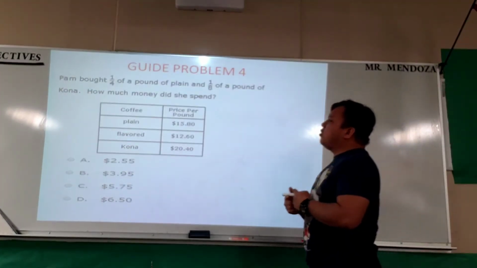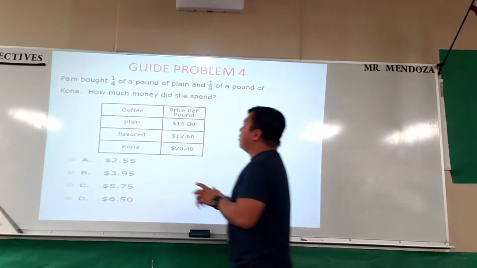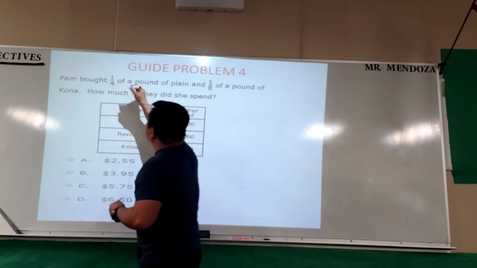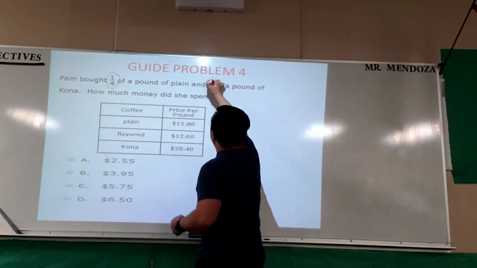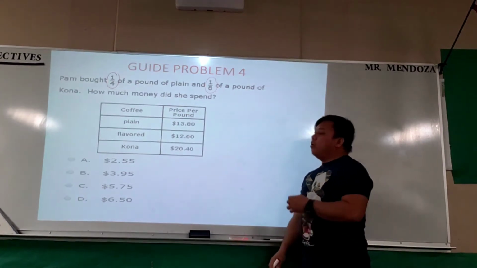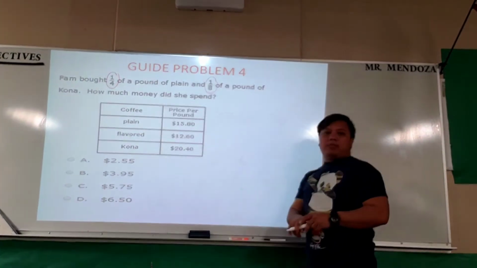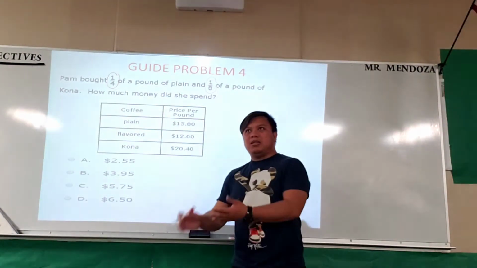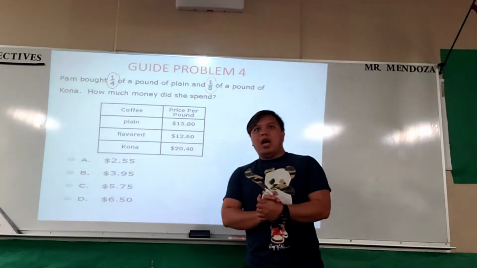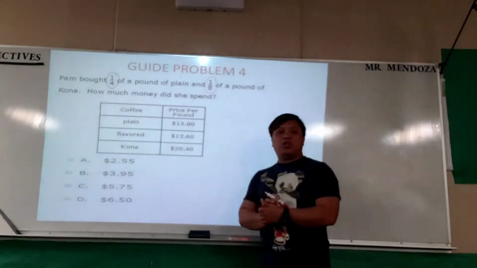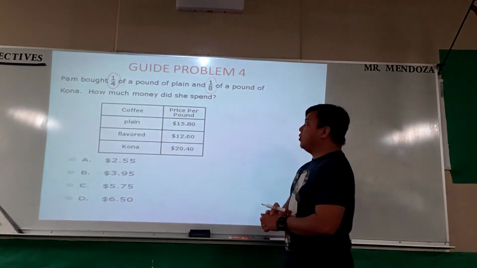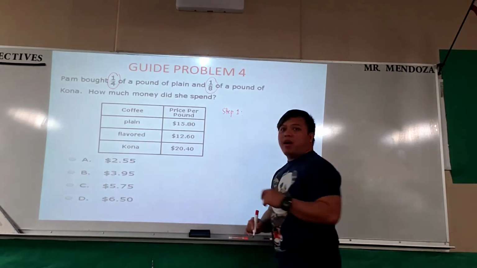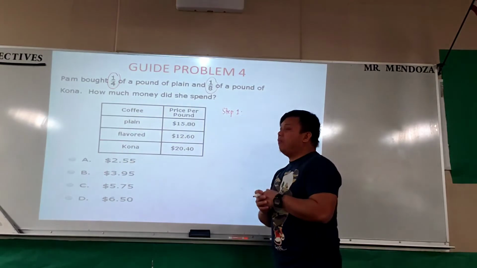You would notice that we're having some fractions given here. I got 1/4 of a pound for plain coffee and 1/8 of a pound for Kona coffee. You would also notice that our options are decimals, so it makes sense that we convert these fractions into decimals. And how would you do that? That's going to be the first step. Step 1, make those fractions equivalent in terms of a decimal.